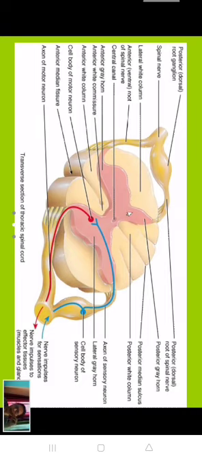So in the gray matter, each half is divided into posterior gray horn and anterior gray horn, and between T1 to L2, the lateral gray horn.